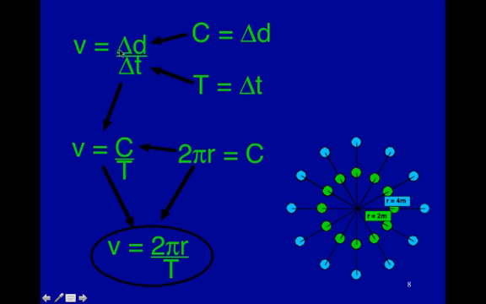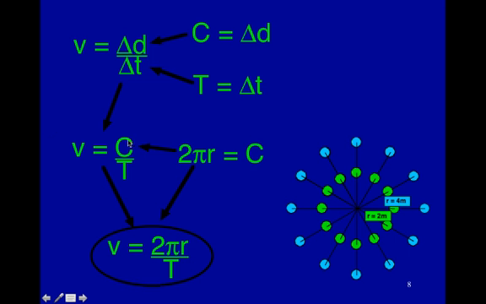Again, speed is the rate of change of distance, how much distance changes in a certain amount of time. And our distance, we remember, is our circumference. So in the numerator here, we can put circumference. And then the time it takes us to get around is the period of rotation. By plugging that in here, we get a new equation: speed is the circumference divided by the period.